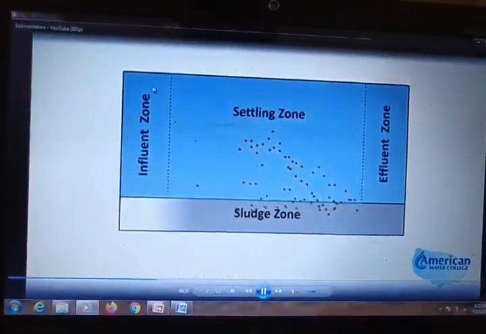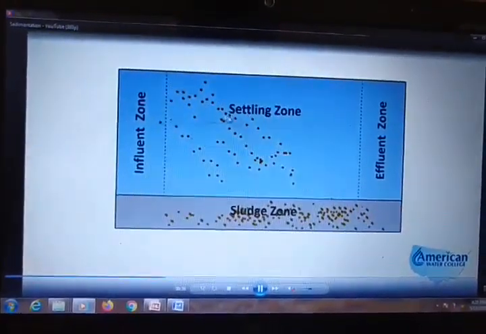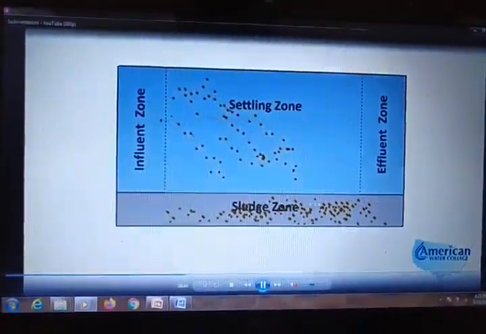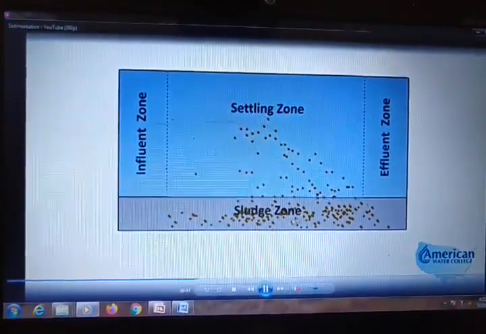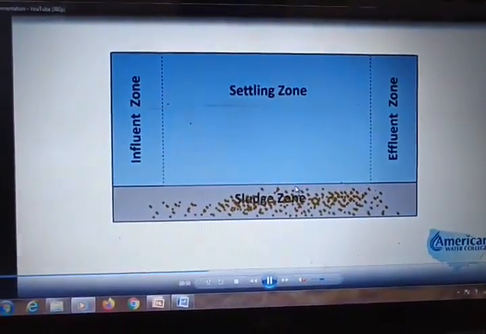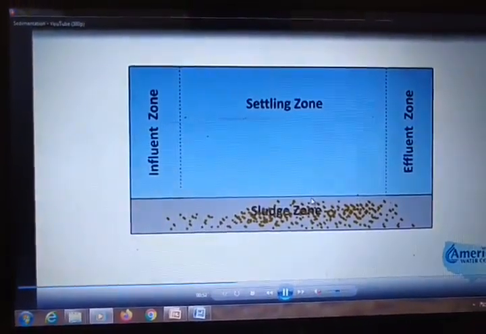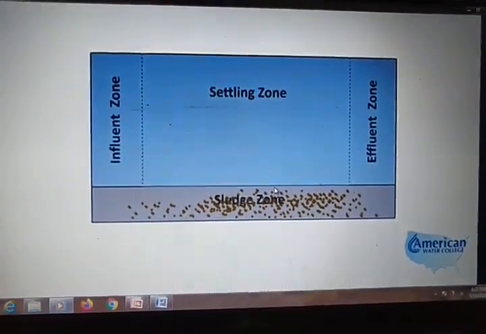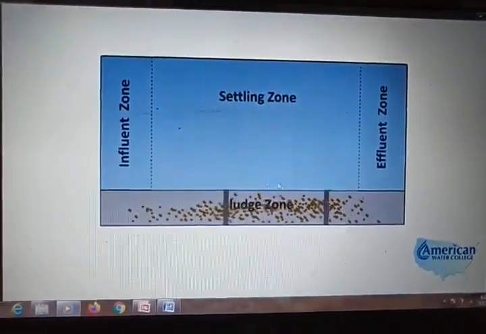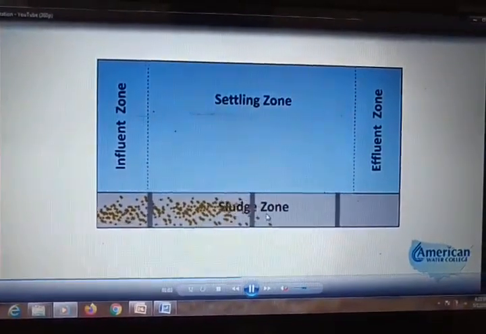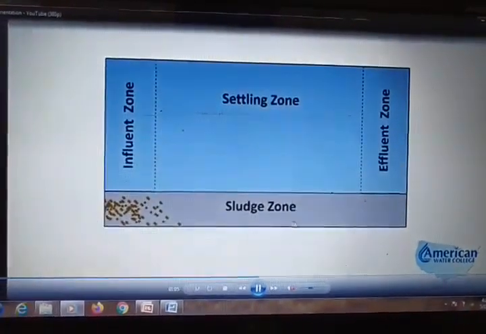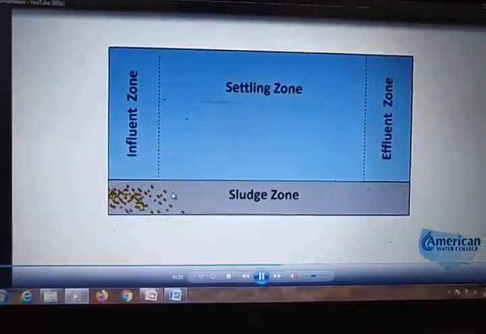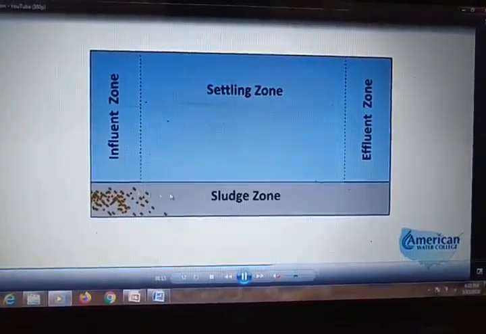As you can see, the particles, when moving from the inlet to the outlet, tend to settle at the bottom of the sedimentation tank, and this zone we call the sludge zone. So these are the different zones in a sedimentation tank. I hope you got the different zones. And after the settlement of the sludge at the bottom, with the help of a scraper mechanism, all the settled sludge is taken out of the sedimentation tank.